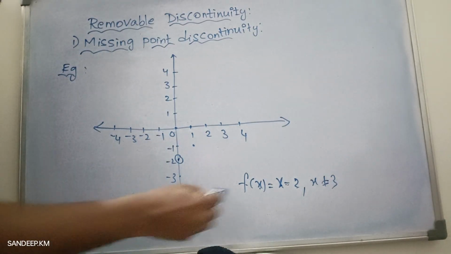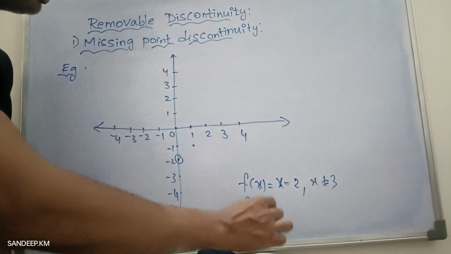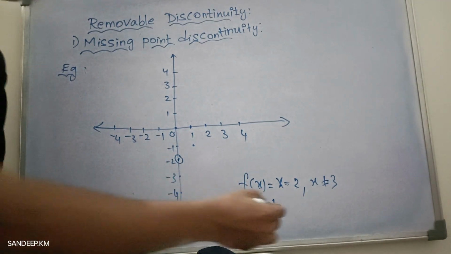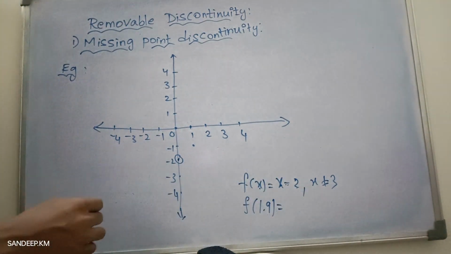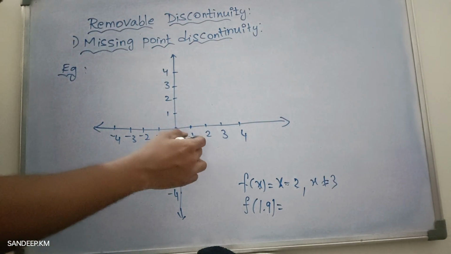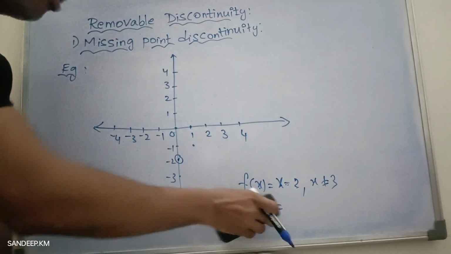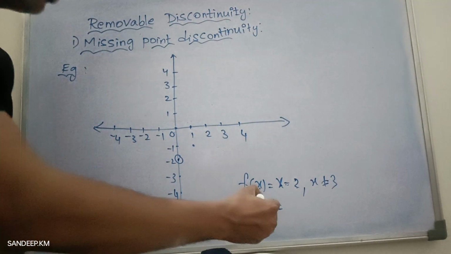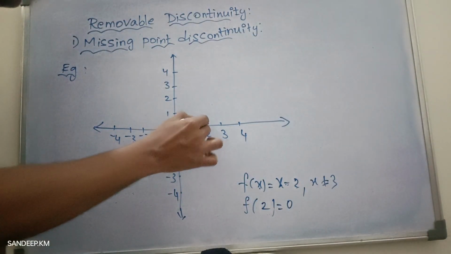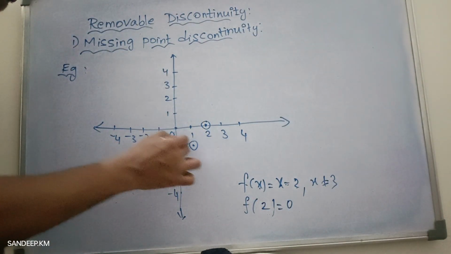Now let me take f of 1.9. When input is 1.9, the output is how much, dear students? 1.9 minus 2 which is minus 0.1. Or let me take 2 itself, no problem. f of 2: when input is 2, output is 2 minus 2 which is 0. So when input is 2, the output is 0. Here is the graph point.